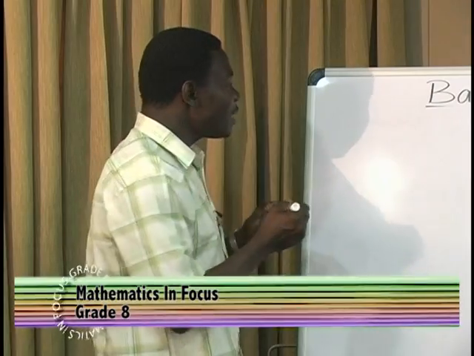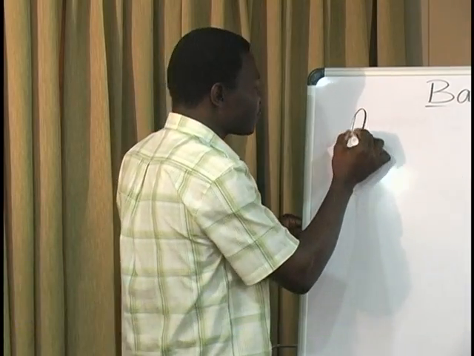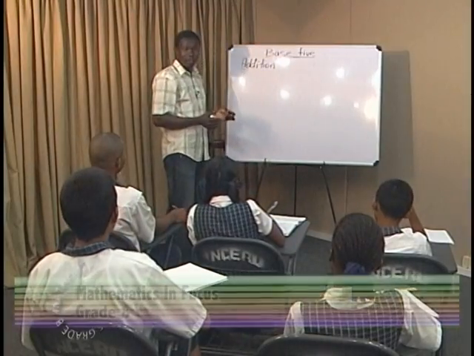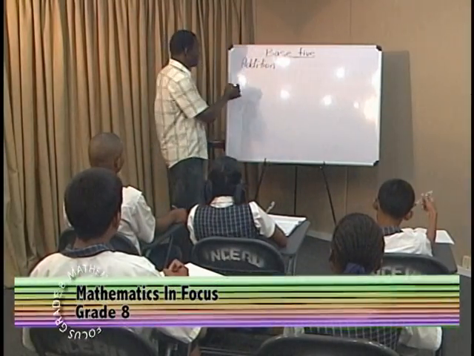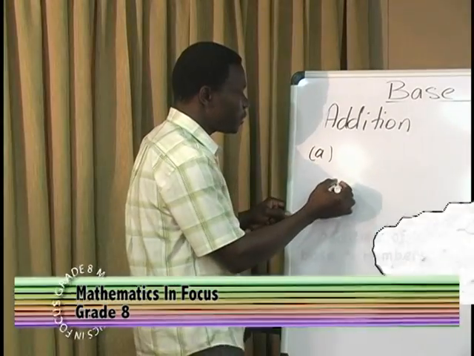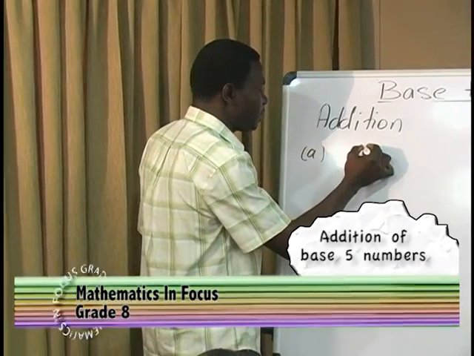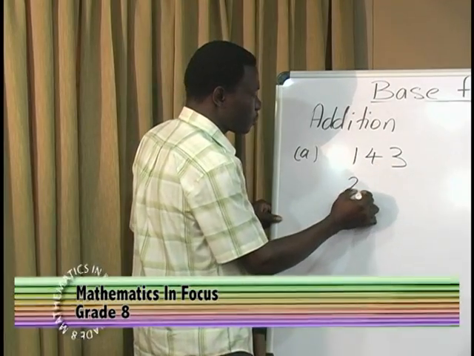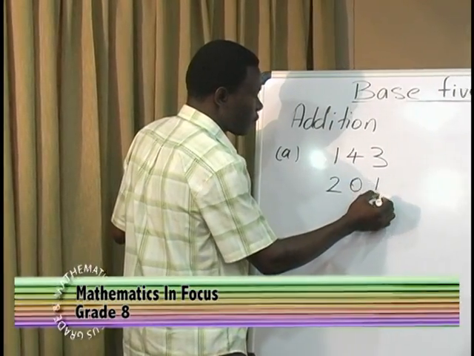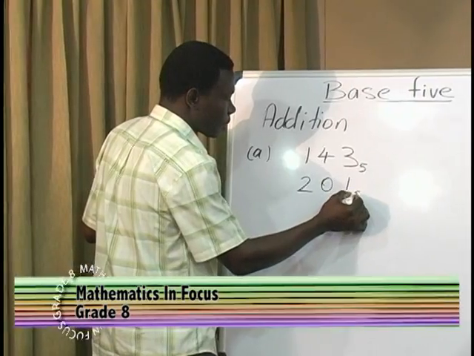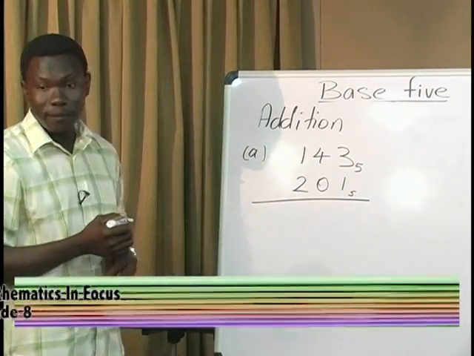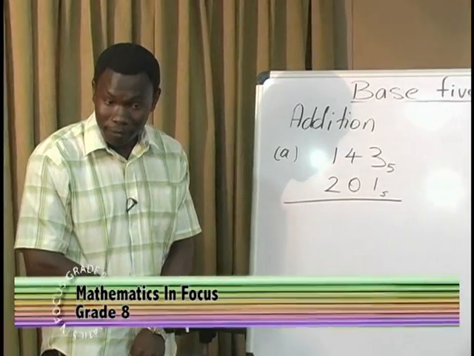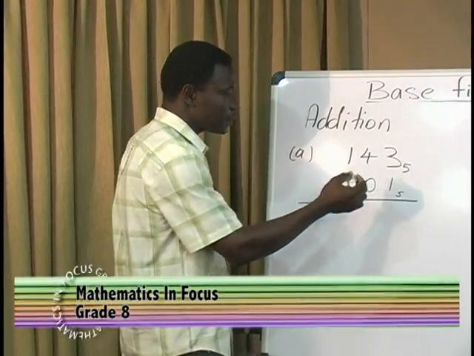Good. So let us now look at addition. Addition of base 5 numbers. And let us begin with a problem. If we wish to add both of them, base 5 numbers, are they all legal numbers in base 5? Yes, sir. Good. So let us add and see.